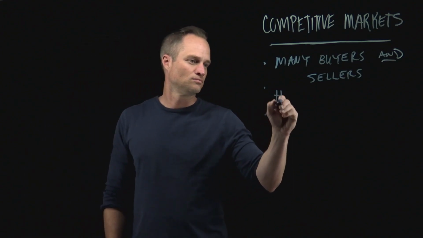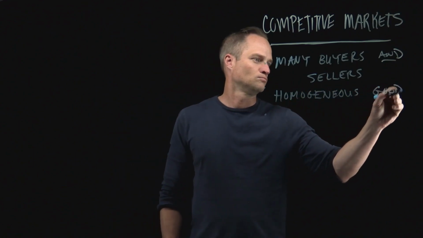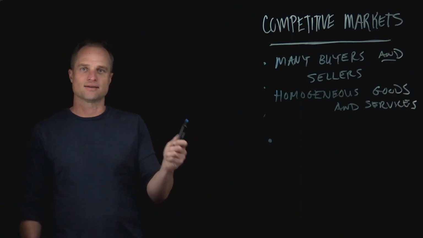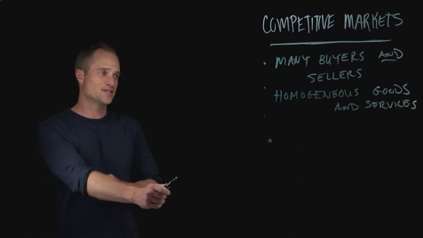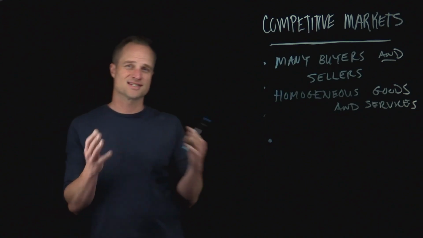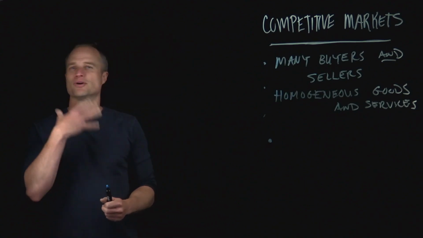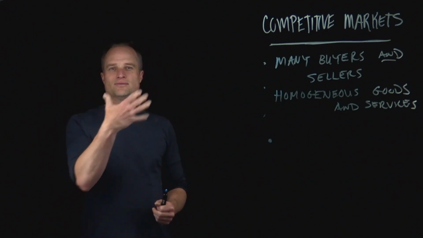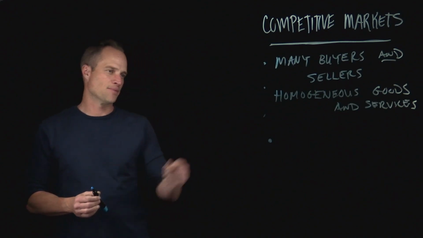Second, the goods and or services that are bought and sold are largely homogeneous, or largely the same, right? Agricultural products are good ones to think about: corn or wheat or milk, and so on.